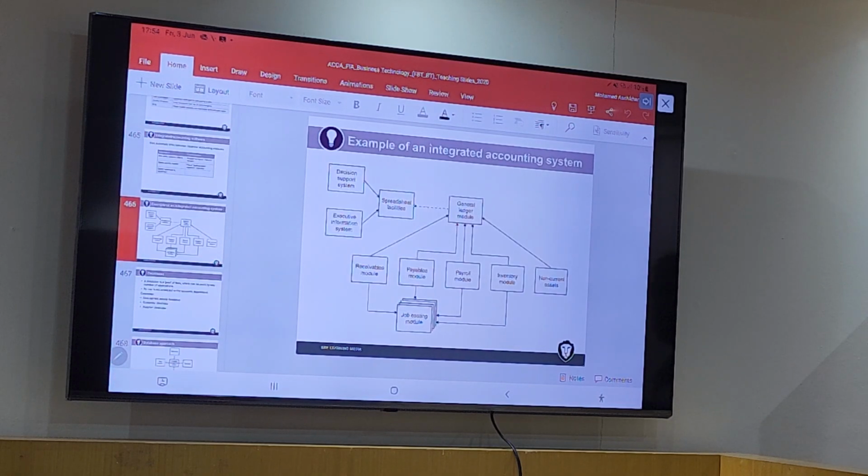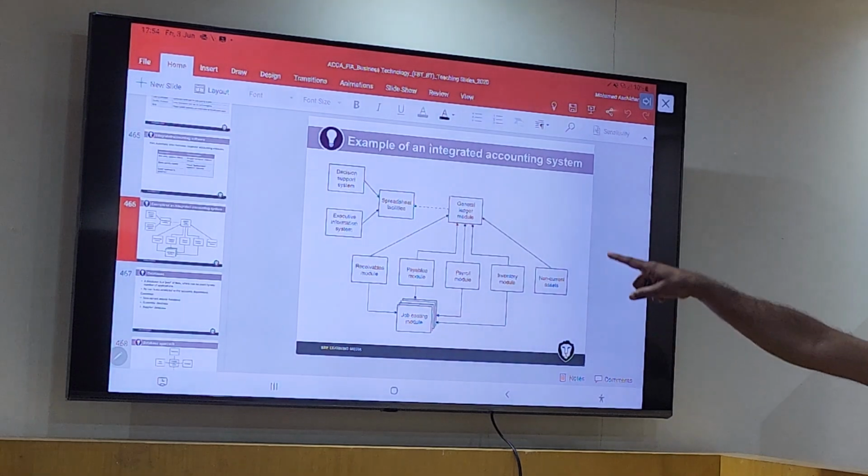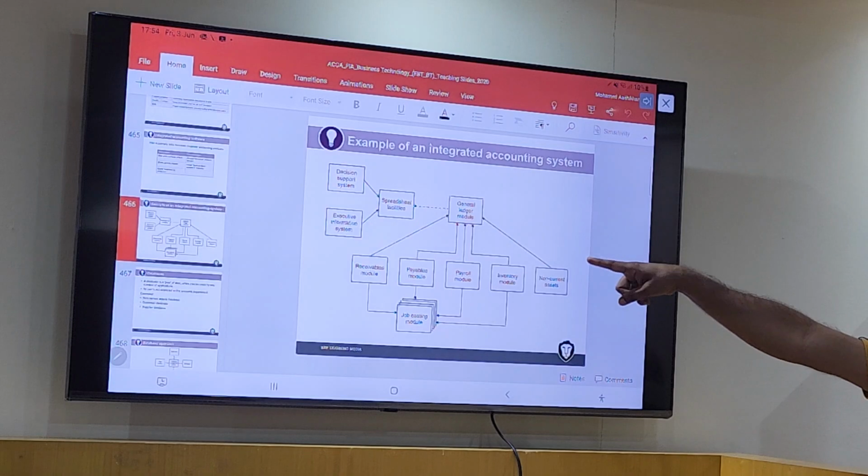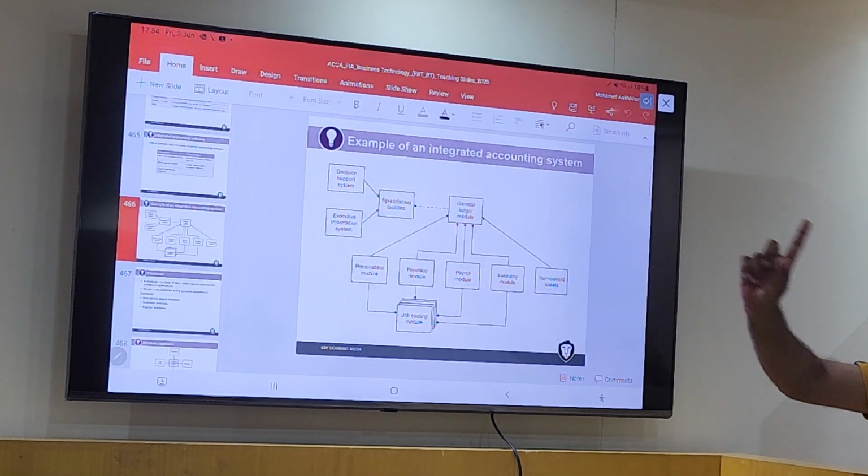So this is an example of an integrated accounting system. General ledger, payables, then you have spreadsheet, expert decisions, DSS, and executive information system.